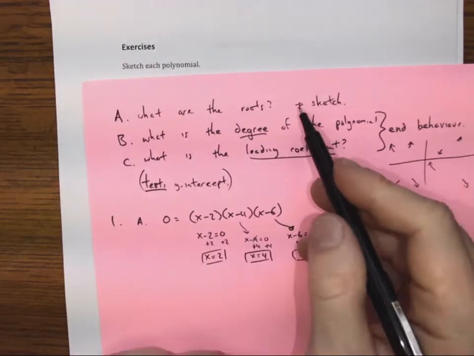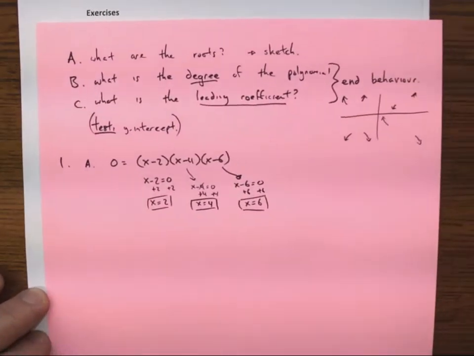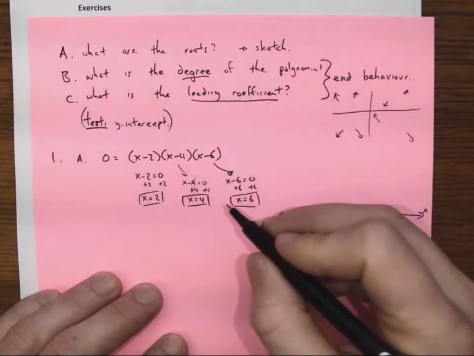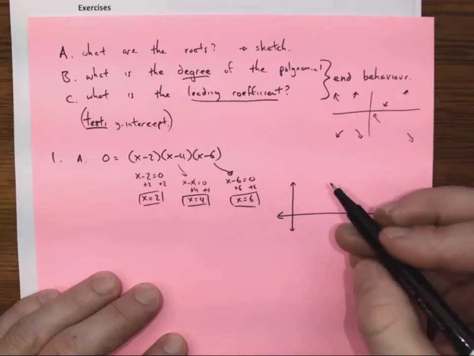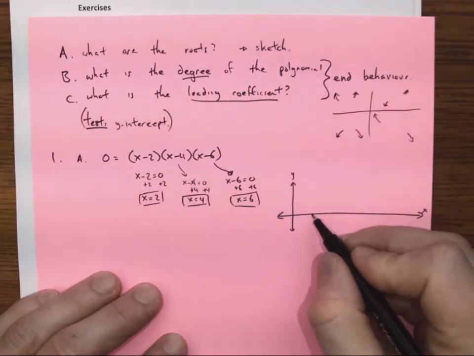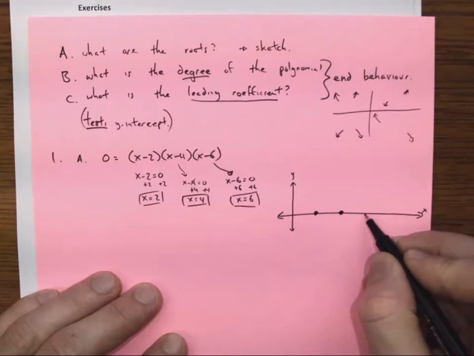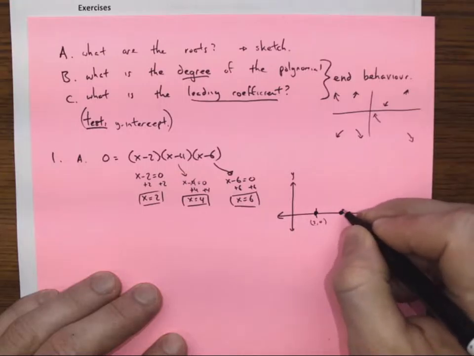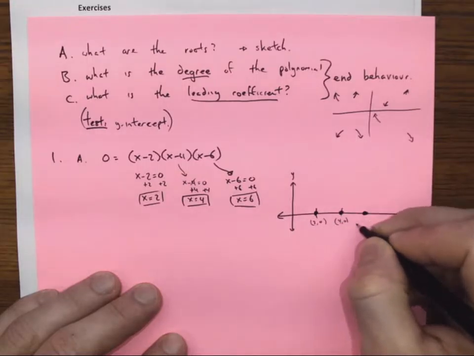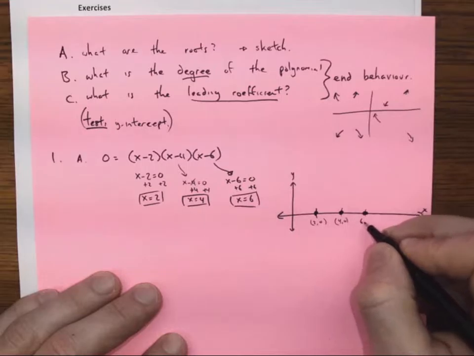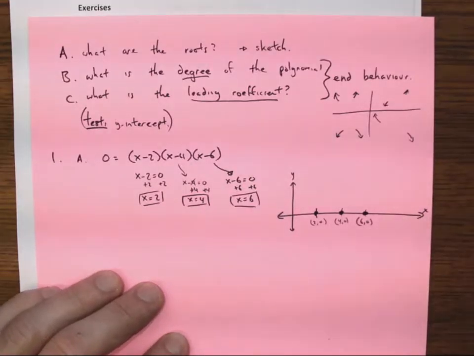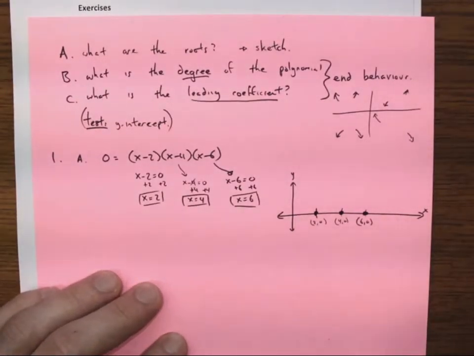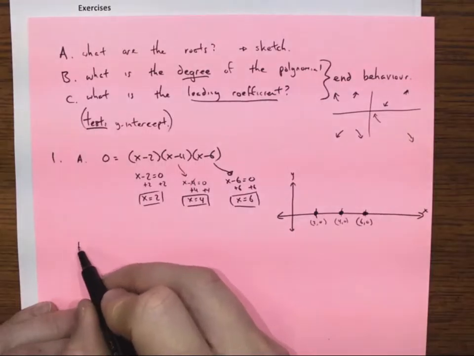All right, and then, like we say, we will just sketch that out. So the y-axis is not very important here, so I'll put my x, and I'll just draw a little y here. And I can see I have roots at 2, 4, and 6. I'll label those as (2, 0), (4, 0), and (6, 0). All right, then next we want to know what's the degree of this polynomial.